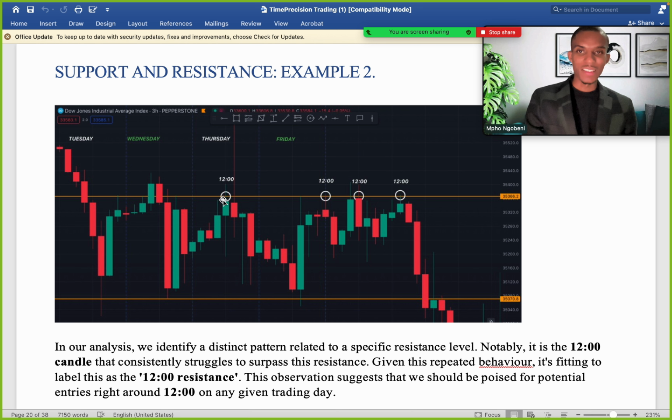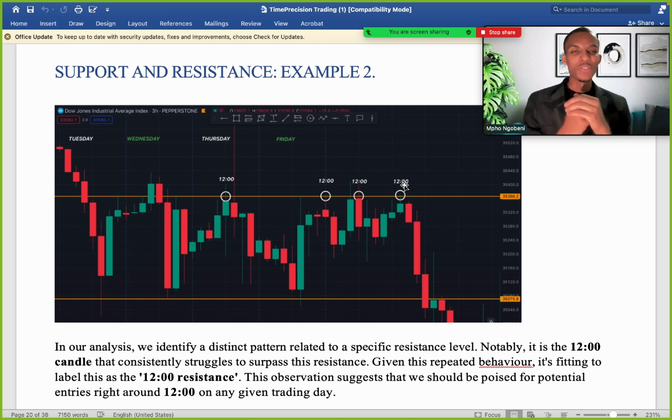So we checked that the first area was rejected at 12 o'clock. The second area rejected at 12 o'clock. The third area rejected at 12 o'clock. The fourth area rejected at 12 o'clock. Understand? So that's where time precision trading comes in.